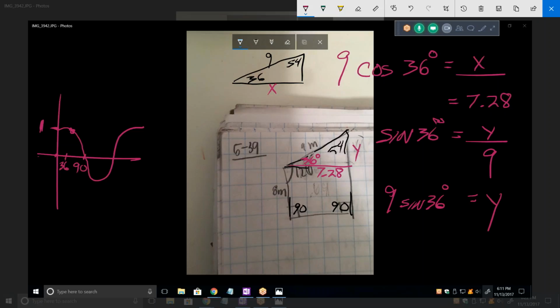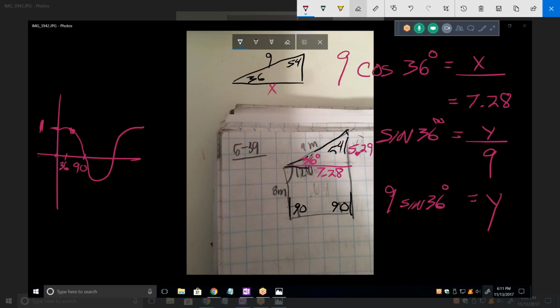Do sine of 36 degrees first. That should be relatively near a half. I got... And multiply it by 9. Oh, wait, hold on. 5.29. All right. So now it's a geometry problem. It's no longer a trig problem.